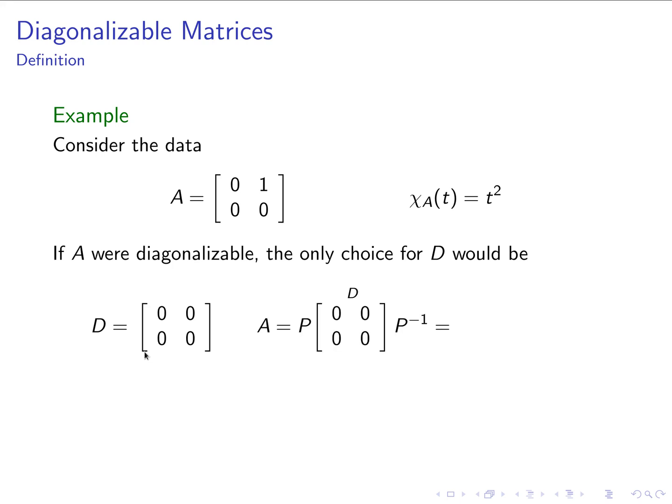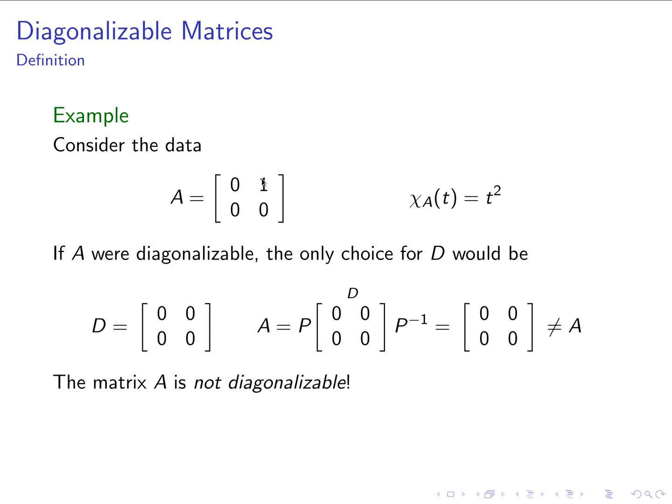But this is an issue because if A could be written as P times D times P inverse, the fact that D has to be the 0 matrix would tell us that A would have to be the 0 matrix, which is certainly impossible because A has a 1 in the upper right-hand corner. So this argument tells us that the matrix A here, although it's a perfectly good 2 by 2 matrix, is an example of a matrix that is not diagonalizable. So this example illustrates that some matrices are diagonalizable, but other matrices are not diagonalizable.